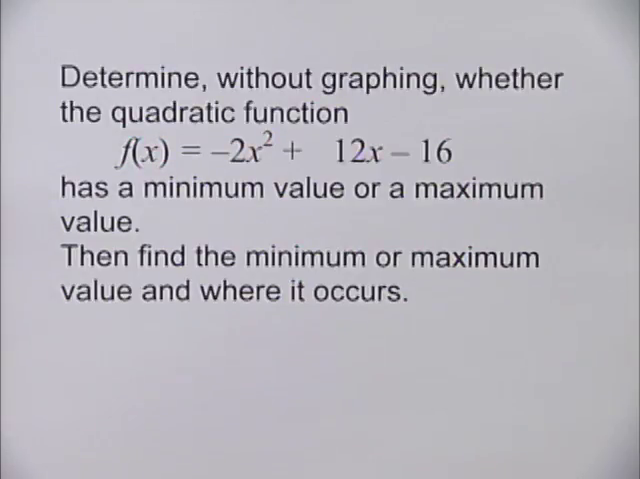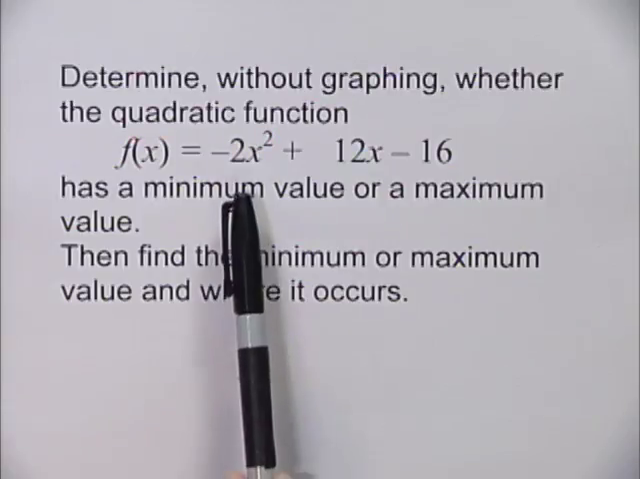Determine, without graphing, whether the quadratic function f of x equals negative 2x squared plus 12x minus 16 has a minimum value or a maximum value. Then find the minimum or maximum value and where it occurs.